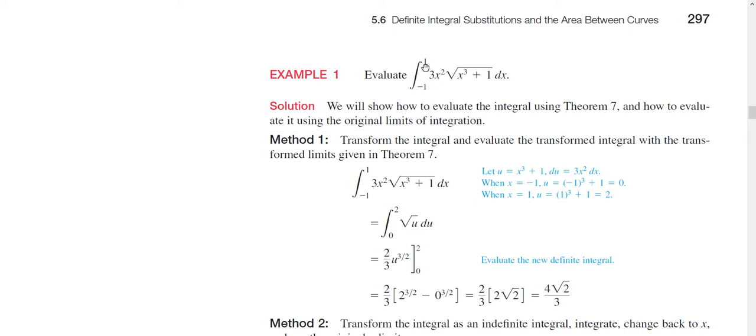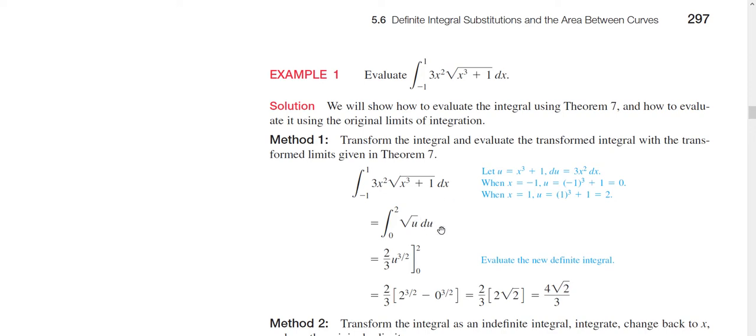Lower limit is -1 and upper limit is 1. Now in order to solve by substitution method, we'll substitute x cubed plus 1 equal to u. Like this, u is equal to x cubed plus 1. So we need to transform the whole integrand into u. So by differential we have du is equal to 3x squared dx, and the integral becomes square root of u du.